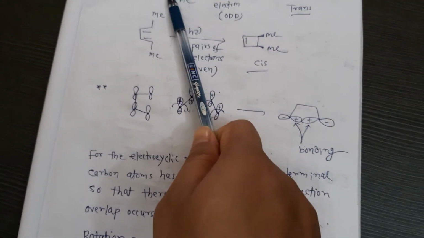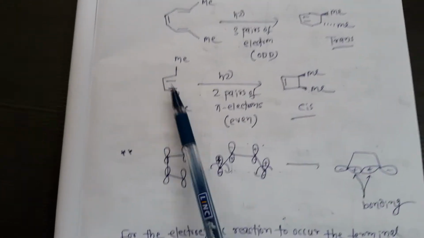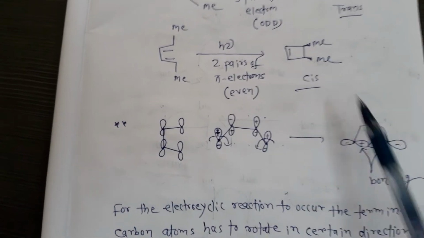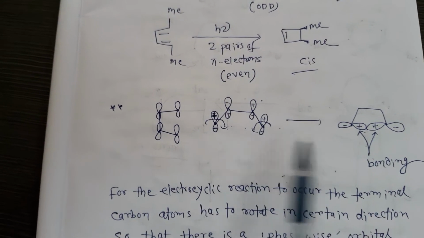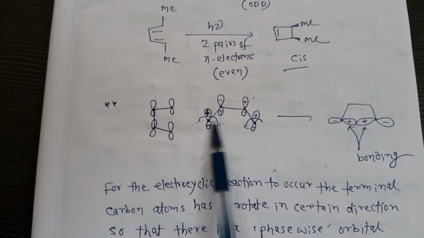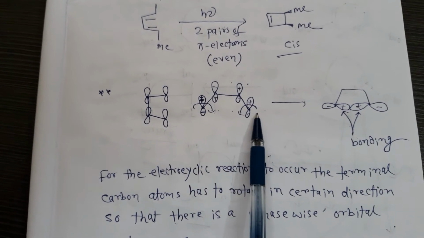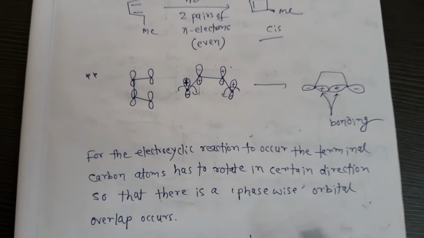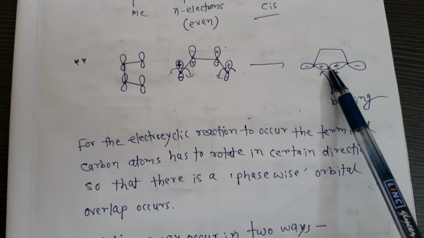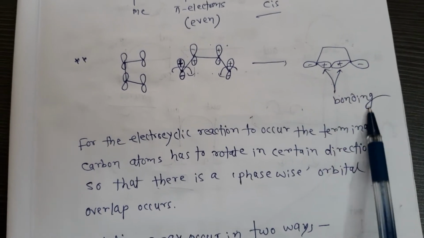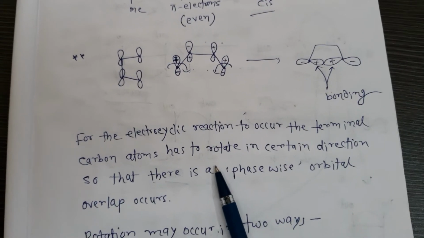If here the number of pi electron pairs is 3, here the number of pi electron pairs is 2, so this gives trans, this is cis. Now for electrocyclic reaction, these two terminal carbon orbitals have to have phase-wise orbital overlap to form the product. Now what is phase-wise orbital overlap? These two phases should be the same. This is plus, this is plus. So the bonding situation is there. Now the rotations are of two types.